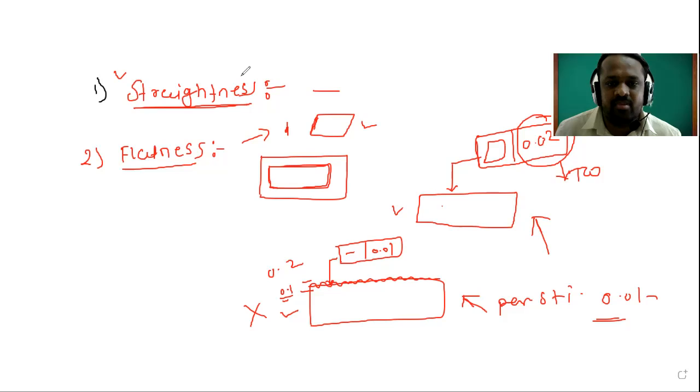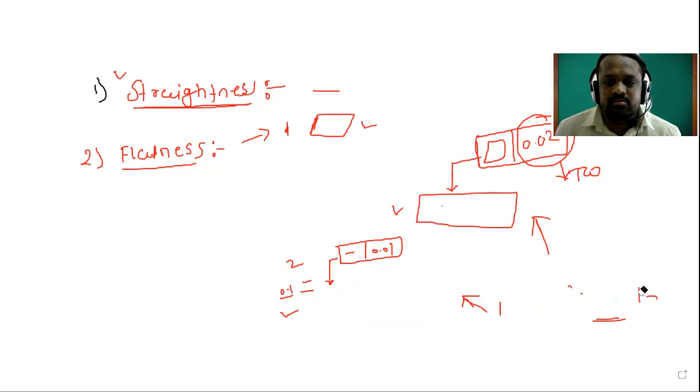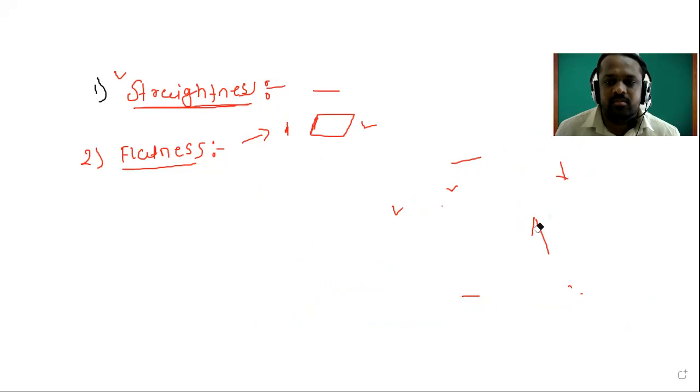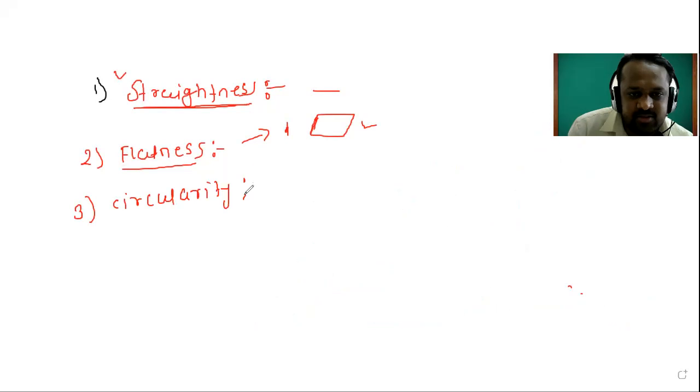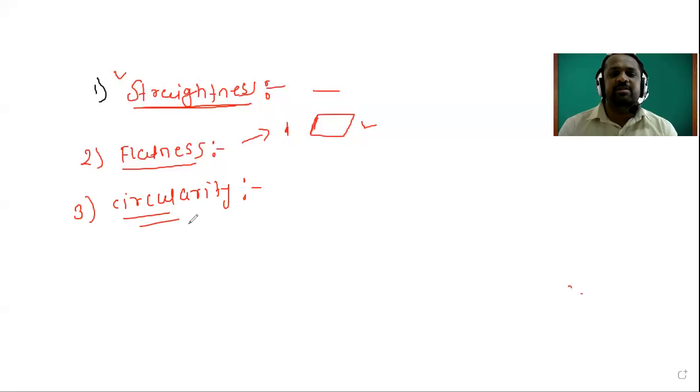Then next, what is the next? Next characteristic: circularity. Okay, circularity. First we will discuss what is meant by circularity, when we can call it circular. Yes, what is meant by circularity?